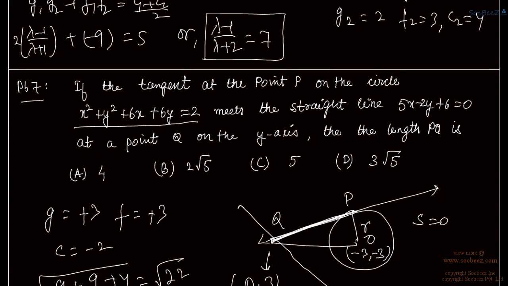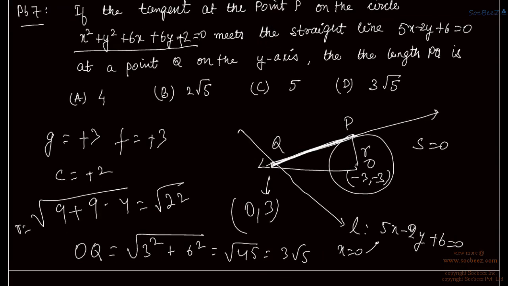But no option is matching actually. So I think there is a mistake in the question. That is, here it should be minus 2 is equal to 0. So we have C as minus 2. C is plus 2. So G square plus F square minus C is equal to 9, 9, 18 minus this 14.